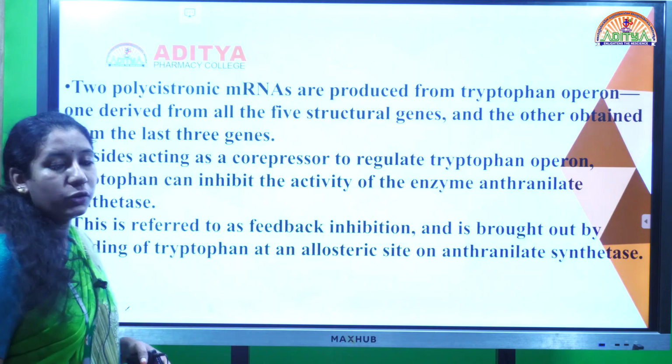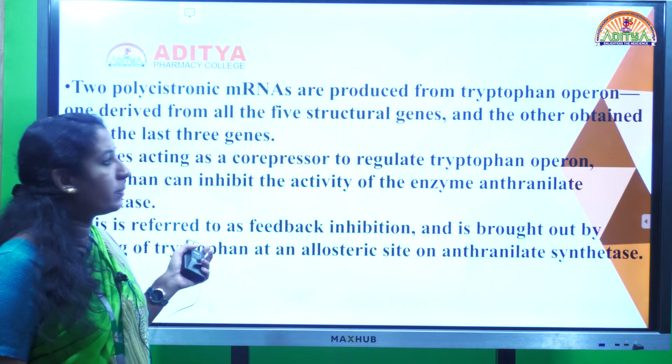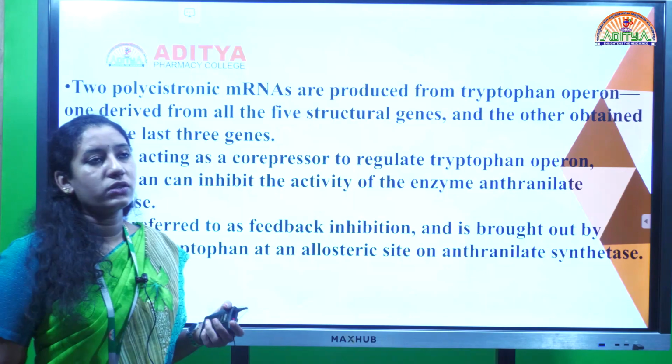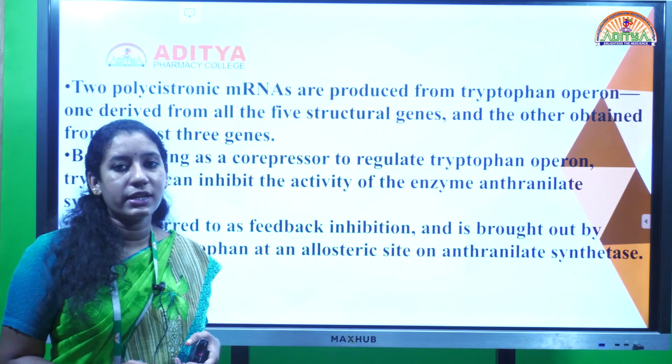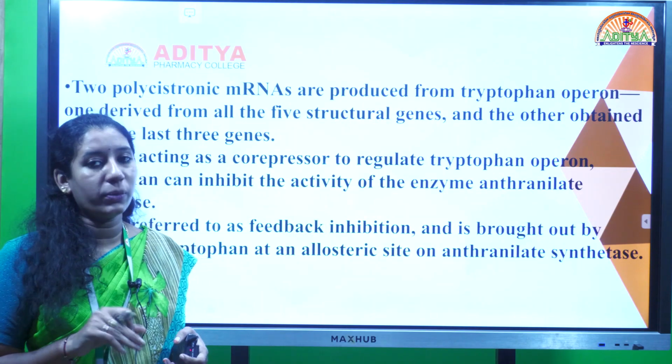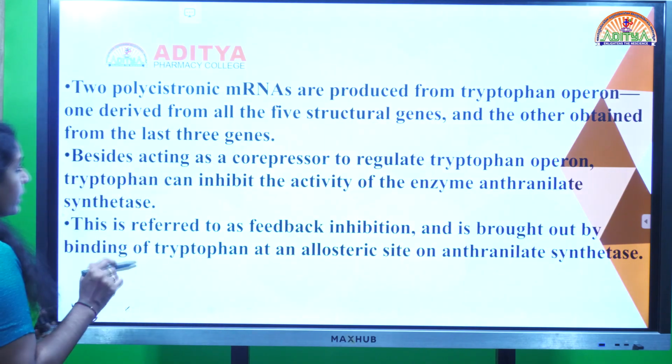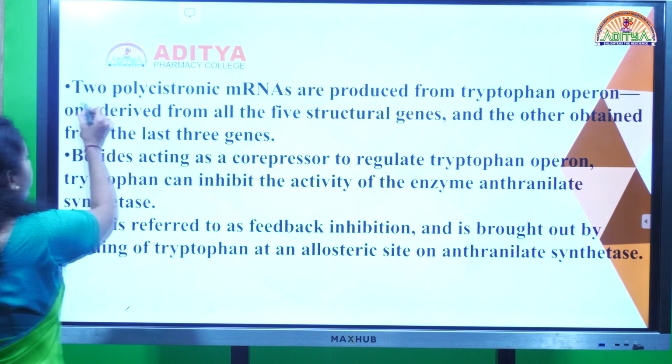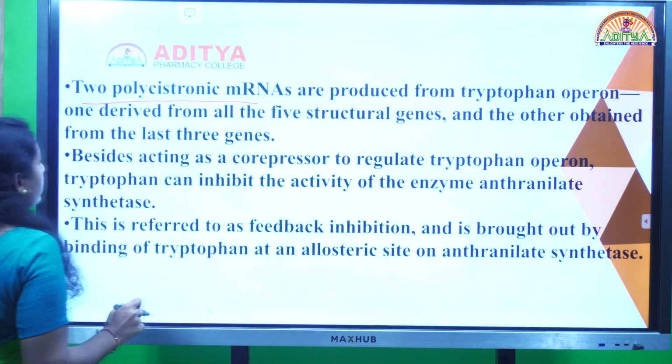And here 2 polycistronic mRNAs will be produced from the tryptophan operon. Polycistronic mRNA means the mRNA which codes for more than one type of enzymatic protein. So here in this tryptophan operon we can see 2 polycistronic mRNAs.